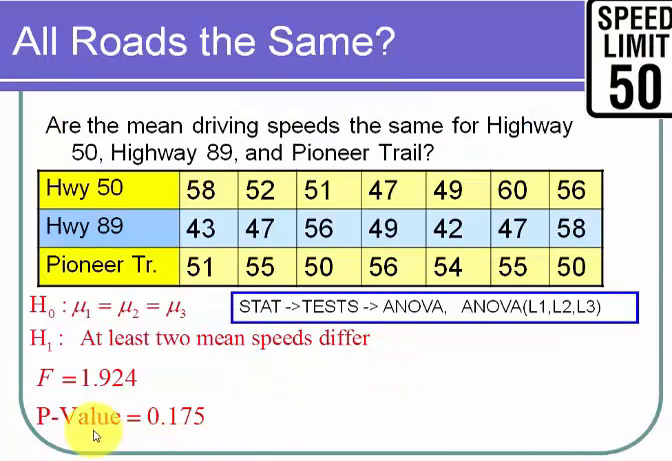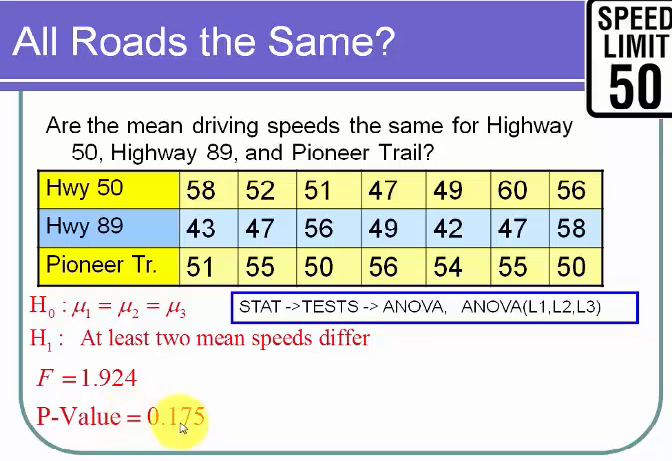Now that we have the p-value, 0.175, notice that level of significance wasn't given in this problem. In the real world, no one gives you a level of significance. You look at the p-value and you make a decision. We have 0.175. That's bigger than any level of significance that we would ever use.